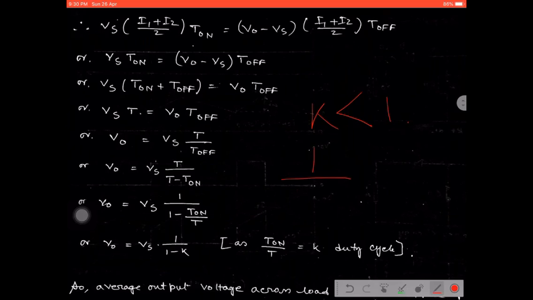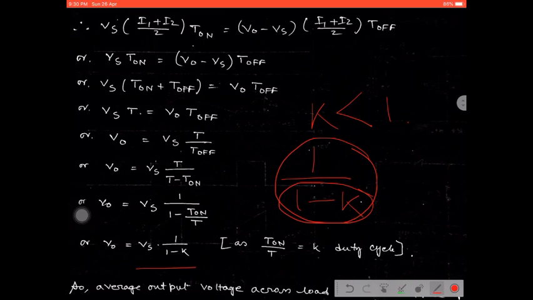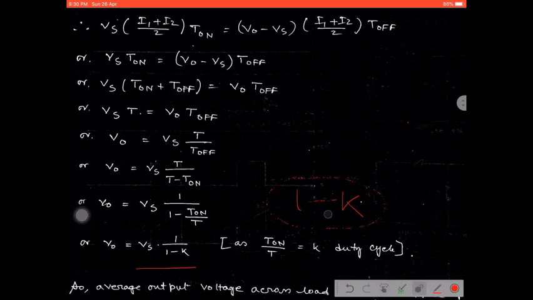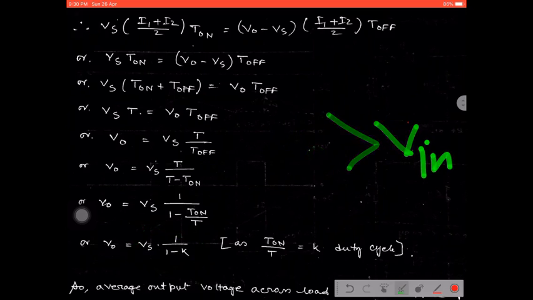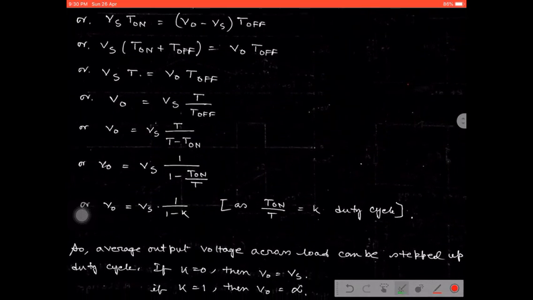That means in 1 by (1 minus K), the denominator part must be less than 1, so the total part must be greater than 1. We can conclude from the equation that if K is less than 1, the expression will give you more voltage at V0. Vs multiplied by this term gives a result V0 which must be greater than the supply voltage. That is why we can say this is a step up chopper.